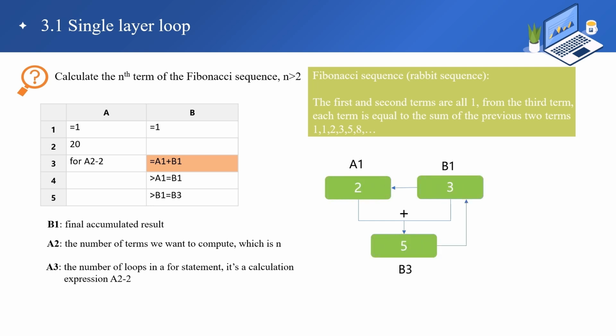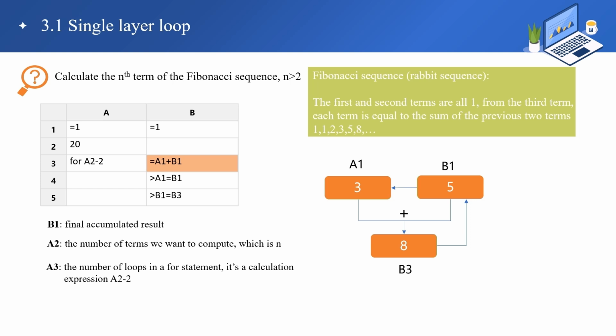There is no loop variable used in this loop body. A3 only controls the number of loops. Calculate the next item in B3, and then fill in A1 and B1 respectively to replace the original items. In this way, for each loop, A1 and B1 are equivalent to moving forward once in the Fibonacci sequence, from the first and second items to the second and third items, and then to the third and fourth items and so on. At the end of the loop, they will become the n-1 and n items.